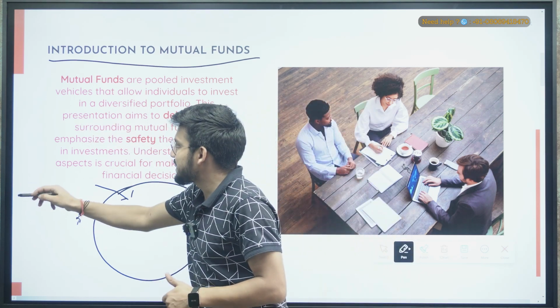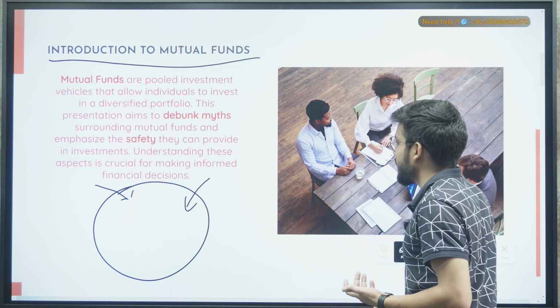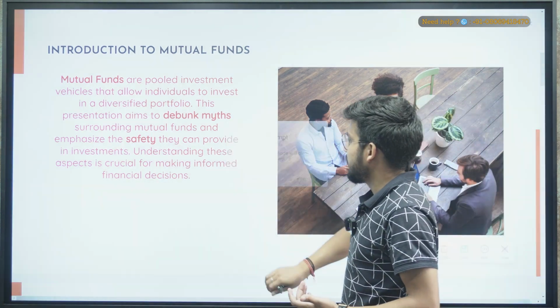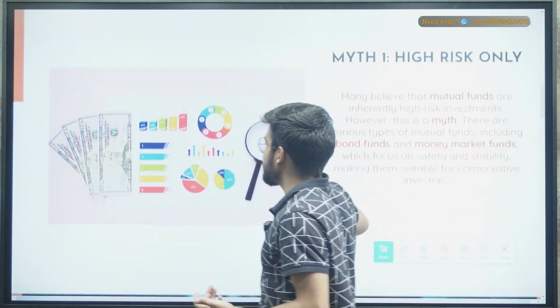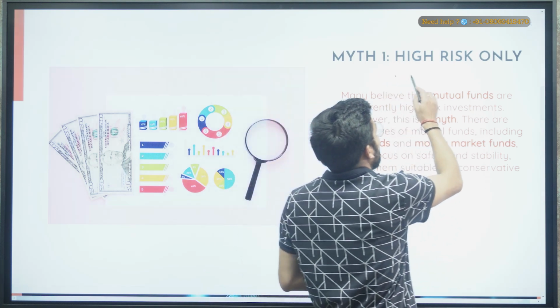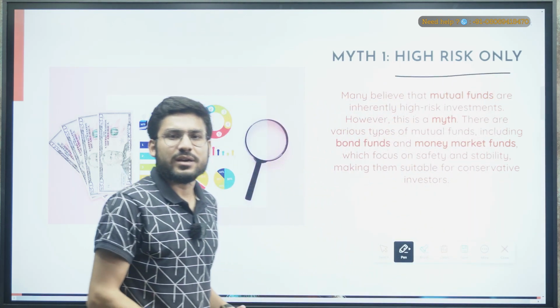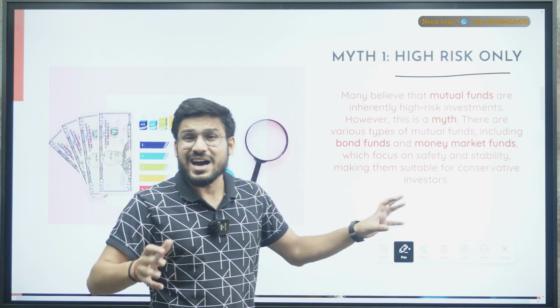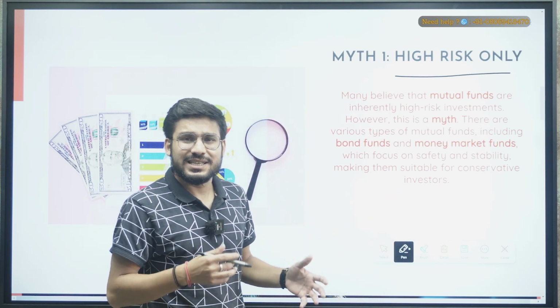Now let's see what are the myths that are in the investment market. So the first myth that is coming in front of us is high risk only. Some of the investors think that when you are doing investment in mutual funds, there is a high risk, right? But is it so?